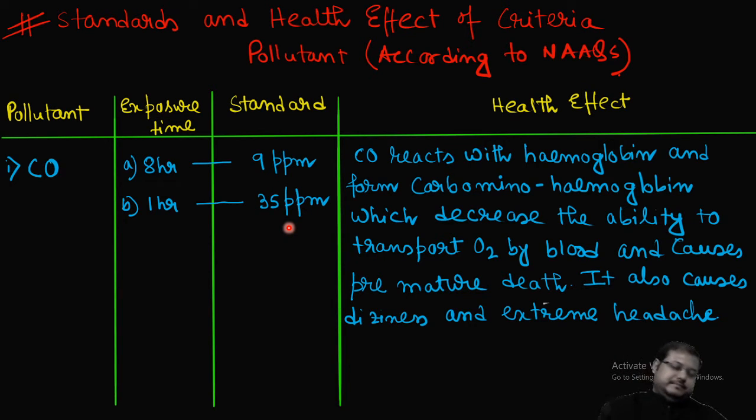What does it mean? It means that if carbon monoxide is present in an air sample, you can sustain there for 8 hours if the concentration is not more than 9 ppm. Or in contrary, I can say that you can sustain in that air for 1 hour if the concentration is not more than 35 ppm.